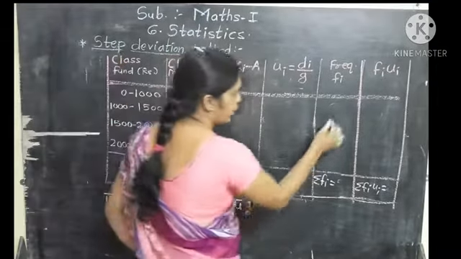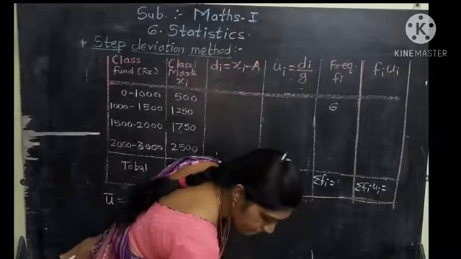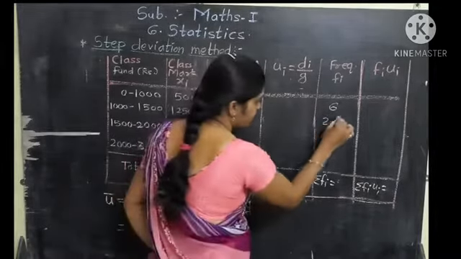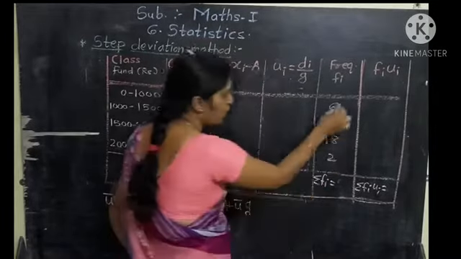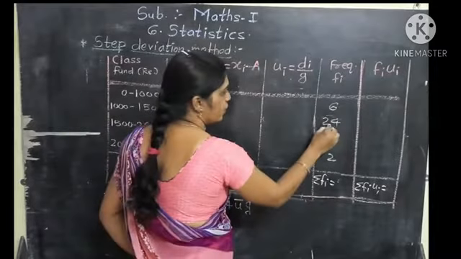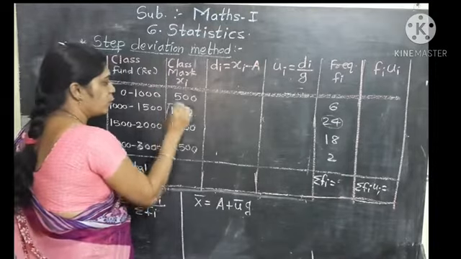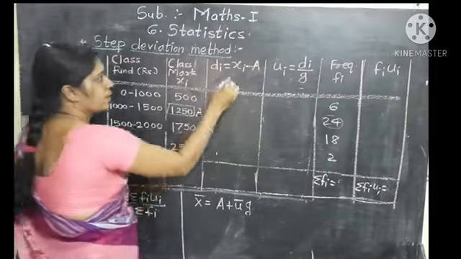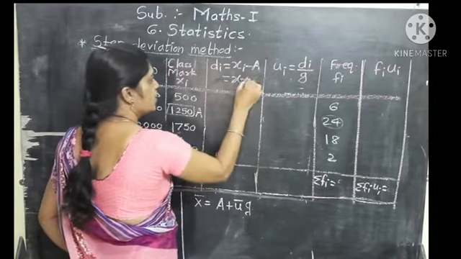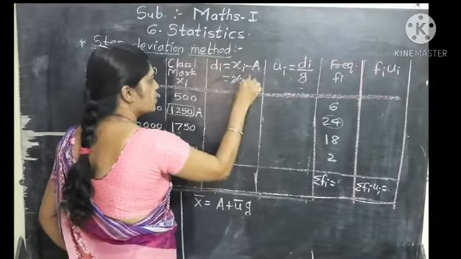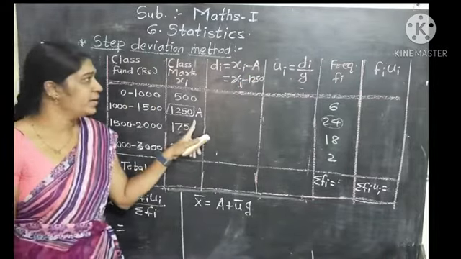We have to find a. Here the frequencies are given: 6, 24, 18 and 2. What is the greatest frequency? 24. Therefore, we choose the class mark of that class as a. We take this as a. Therefore xi minus a, where a is 1250, the assumed mean we had taken.